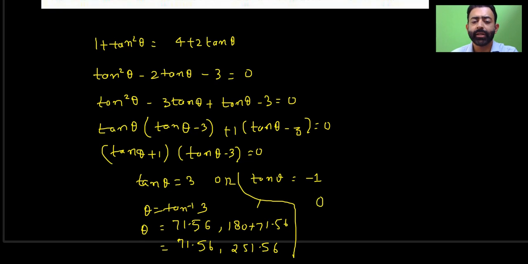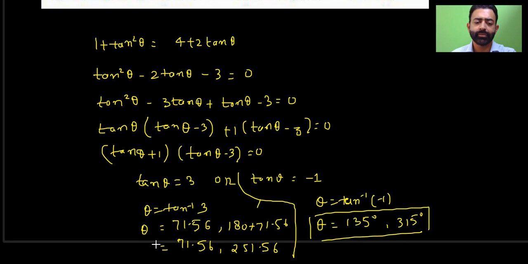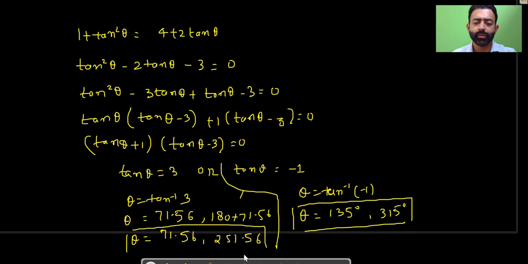Corresponding to tan theta equal to minus 1, your basic angle theta will be tan inverse 1, which means 45 degrees. But here tan is negative, and negative means the second and fourth quadrants. So you will get theta as 180 minus 45, which is 135, and then 360 minus 45, which is 315. So these four angles are the solution for the above trigonometric equation.